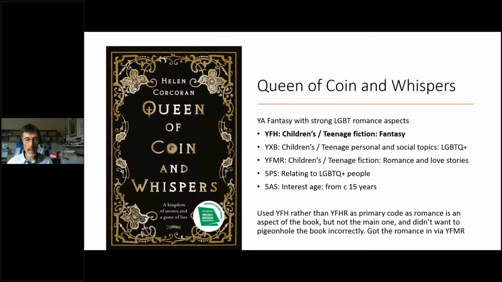Moving on to the last example. This is very different. This is YA. And so we start off with just YFH. This is children's fantasy. It does feature LGBTQ characters, so very important to have that there. And it includes romance. Now, there is a fantasy romance subject, which I could have put it under, but in our view, the romance is an adjunct to the fantasy. So we put YFH as the primary code and got the romance in via YFM, to ensure that we didn't have a parent-child code in there, which could cause confusion.